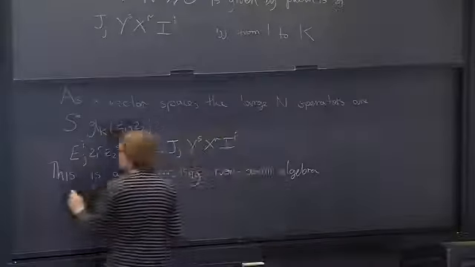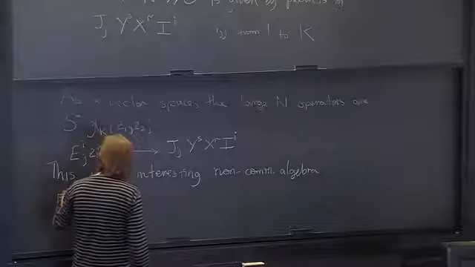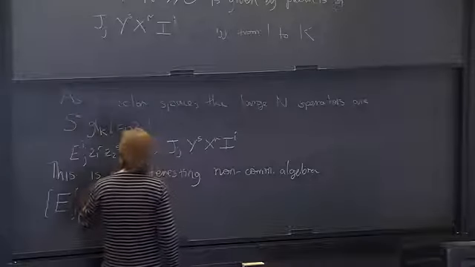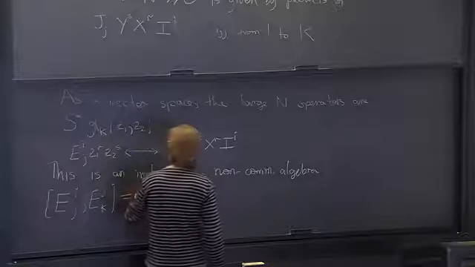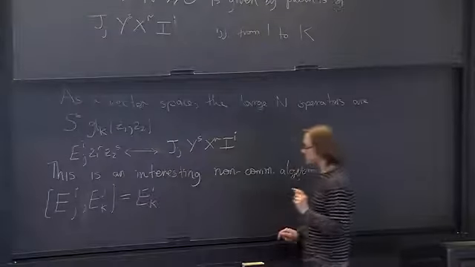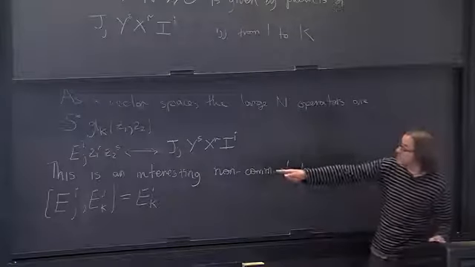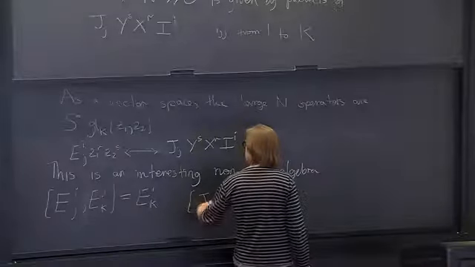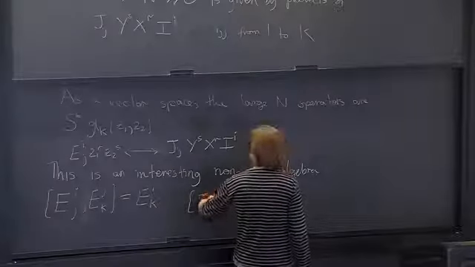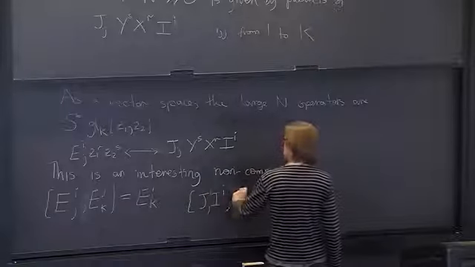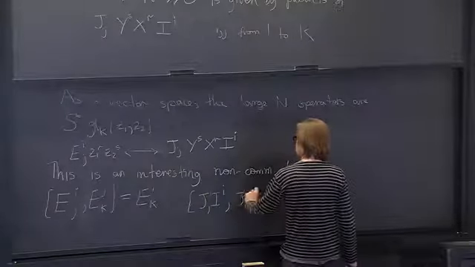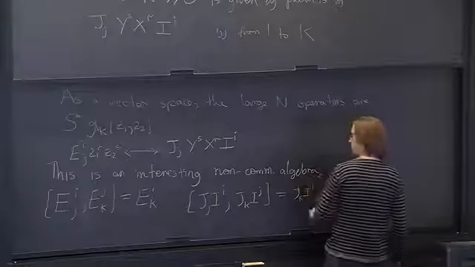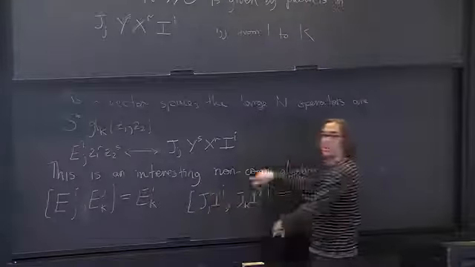So let's figure out some relations. Firstly, the simplest one is E_ij E_jk is E_ik. So this is very easy to see. This is just a relation that has GLK currents. This comes from the fact that these guys have canonical commutation relations.